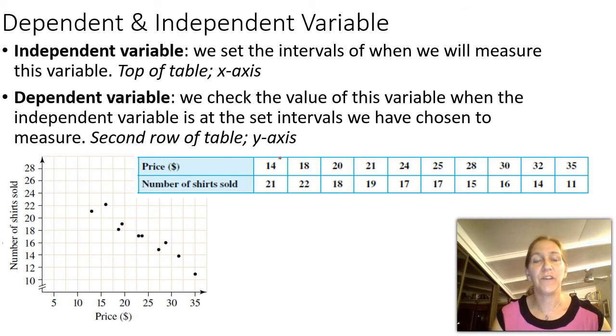Now the dependent variable, that's the value that we check based on what we've decided our independent variable will be set as. So in this example, when the price of a t-shirt is $14, we'll check how many shirts we've sold at that price. We'll check again if we set a shirt at $18, how many shirts we'll sell at this price. So the number of shirts sold is directly dependent on the price of that shirt.